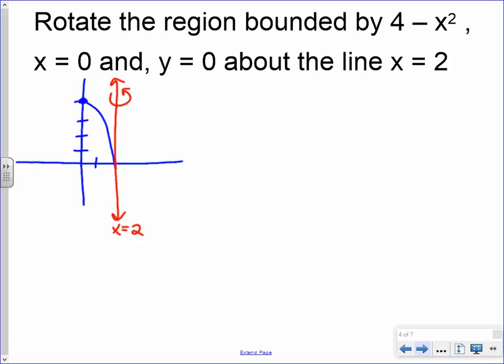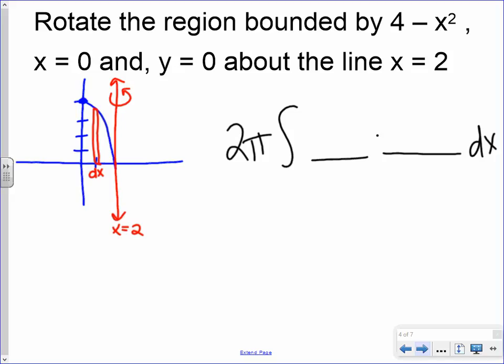So let's go ahead and draw in a rectangle parallel to the axis of rotation so that we can create shells. So we have 2 pi times radius times height times thickness. Okay? Our limits of integration, Grant, what are they? 0 to 2 because those are the x values that our region stretches from.